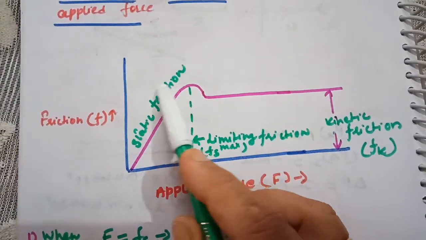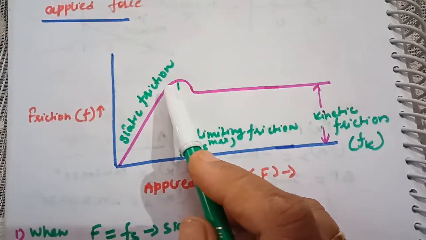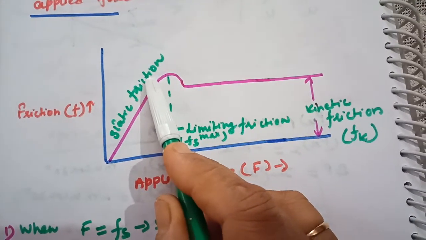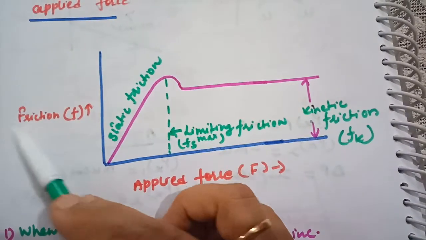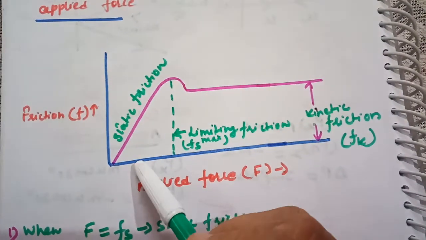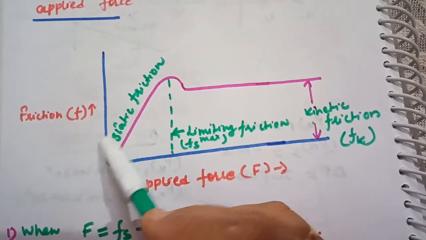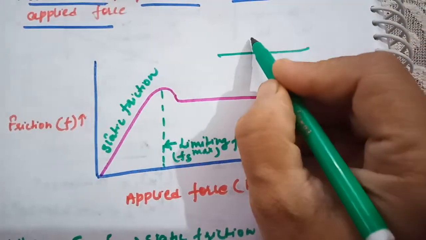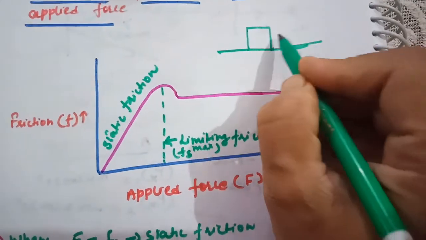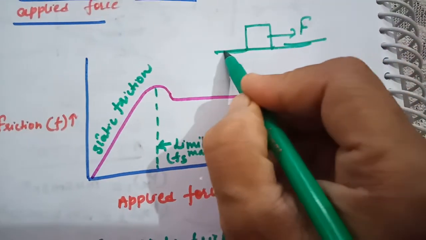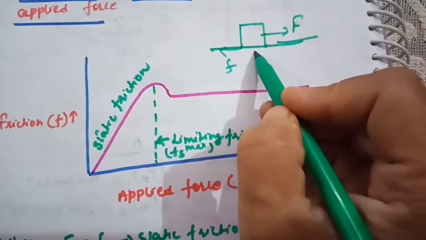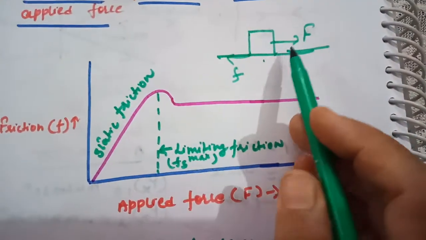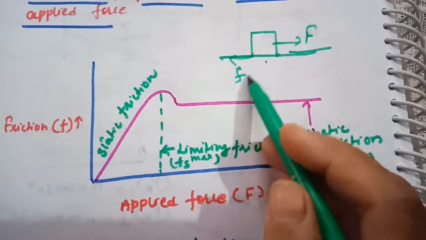This is the value of static friction, up to which the body will not move on the other surface. So this condition tells you that friction is self-adjusting in nature, because as applied force increases, static friction also increases. For example, suppose this is a block kept on the surface and you are increasing the applied force. The force of friction starts increasing and the body will not move. This block is not moving up to the static friction, but there is a limit of the applied force up to which static friction takes place.